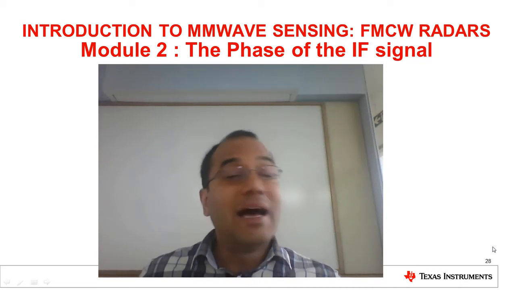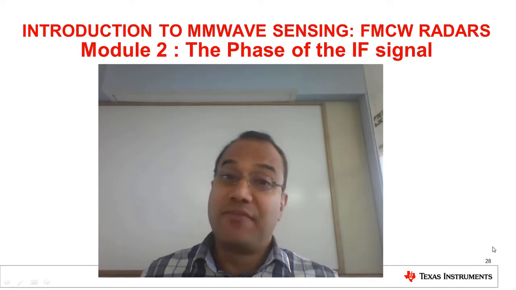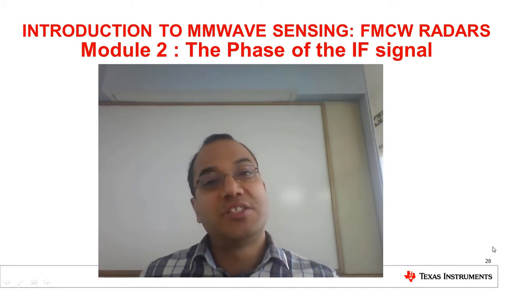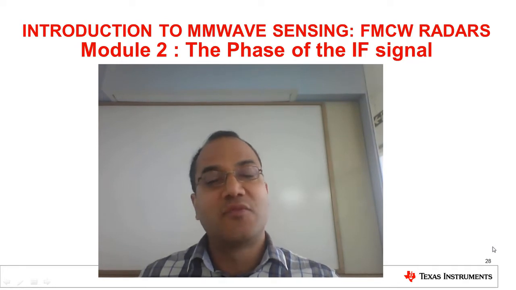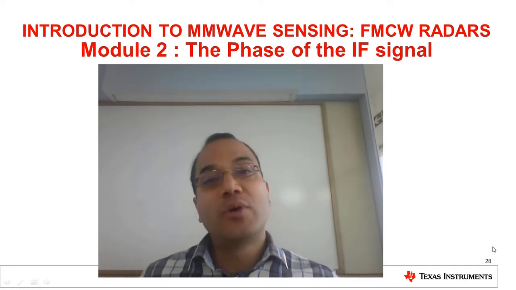Hello everybody, and welcome to the second module in this introductory series on FMCW radars. In the previous module, we analyzed the frequency of the IF signal and showed that this frequency was directly proportional to the distance of an object from the radar. In this module, we will look into the phase of the IF signal.